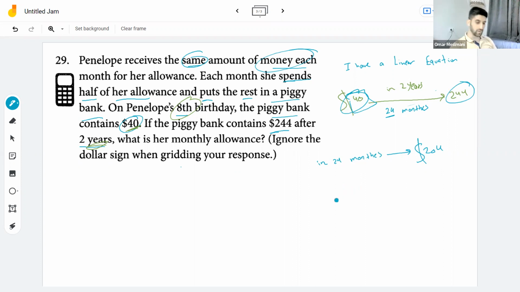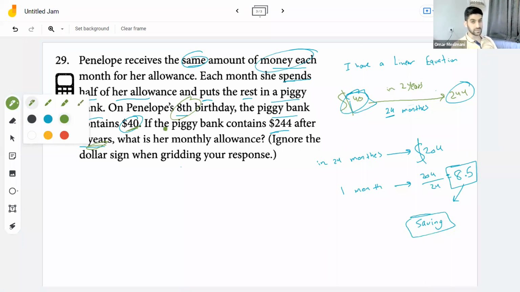I want to find in 1 month how much she's going to save. In 1 month, it's 204 divided by 24. What is the answer? 8.5. So that's the amount that she's saving. She is saving 8.5.